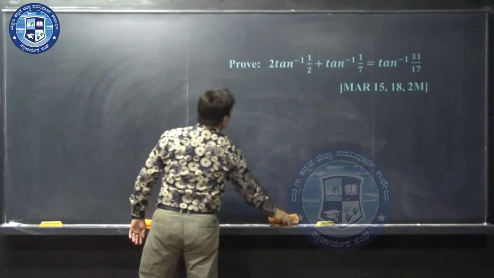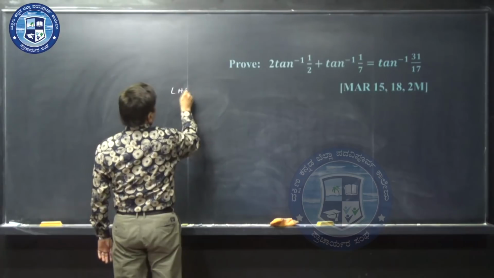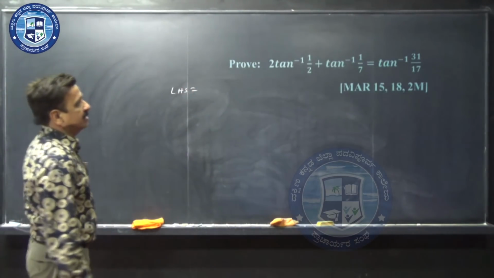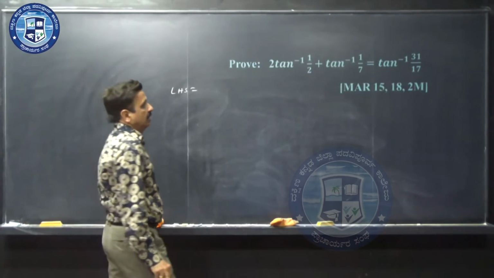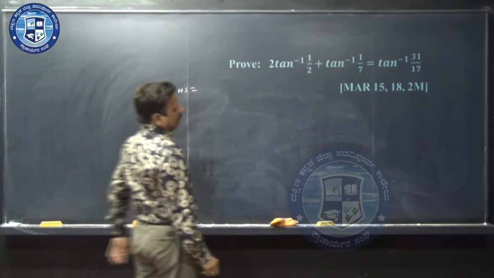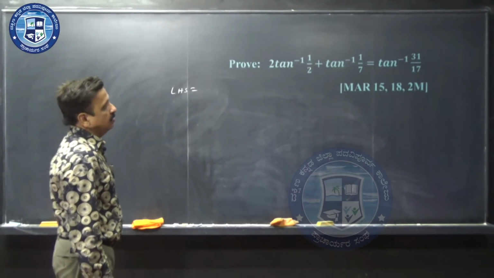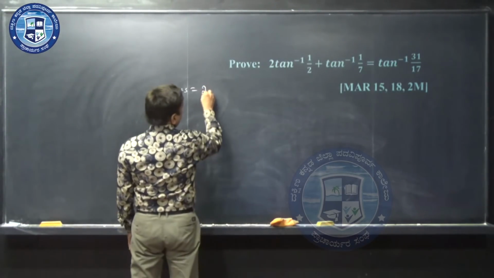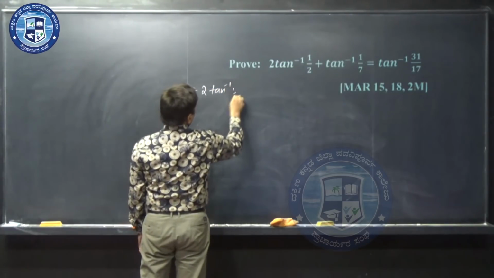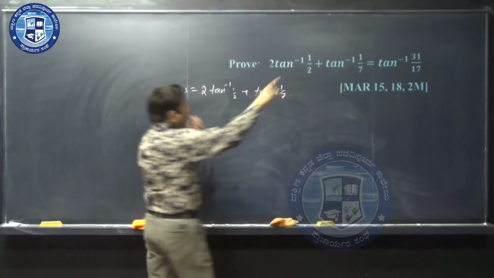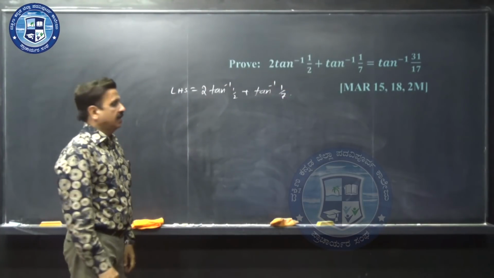Okay. Take left hand side. You have to prove that 2 tan inverse 1/2 plus tan inverse 1/7 equals tan inverse 31/17. It was asked in 2 exams, 2015 and 2018, 2 marks. What is that? 2 tan inverse 1/2 plus tan inverse of 1/7. You have to prove that it is tan inverse 31/17.